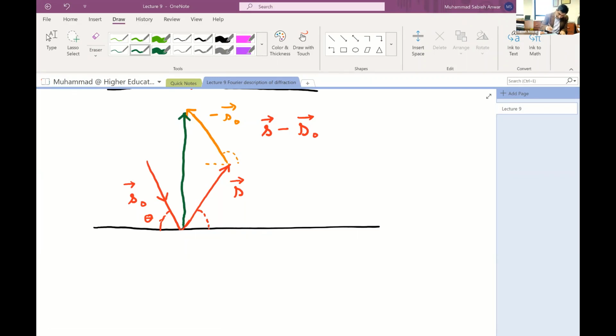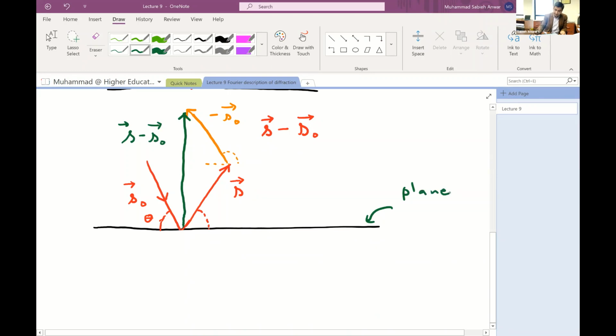So this green vector here is S minus S naught. And this is my plane of atoms. Could you tell me what direction S minus S naught is in? Is it normal to the plane? Both S and S naught, by the way, are unit vectors.